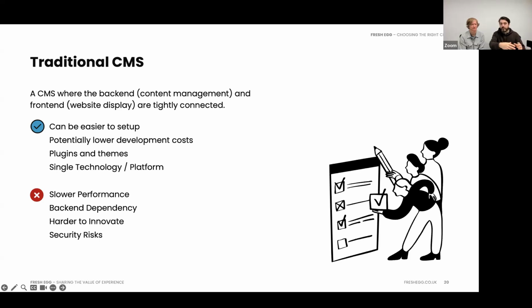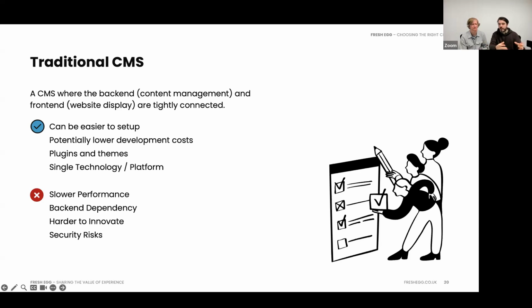So that's a real big benefit. General downsides of traditional, they can be slower because how they work is every time a user wants to see your web page, it has to go up to your server because it's all connected. It has to generate, and there's a bit of energy usage there and time it takes, build that web page and then send it back to the user.